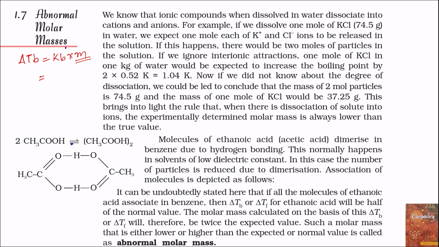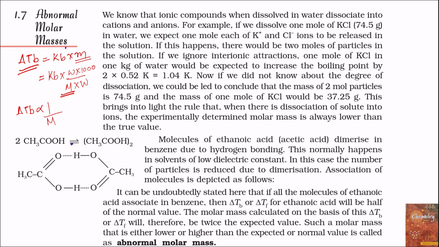Writing the formula for the molality of the solution, this becomes Kb into W divided by M, where W is the weight of the solute, M is the molar mass of the solute, and the weight of the solvent is in kgs. Now if Kb, the weight of solute, and the weight of solvent are known, then knowing the value of the elevation in boiling point, the molar mass of the solute can be calculated. As can be seen, keeping all other quantities constant, delta Tb is inversely proportional to the molar mass of the solute. Means delta Tb is a colligative property.